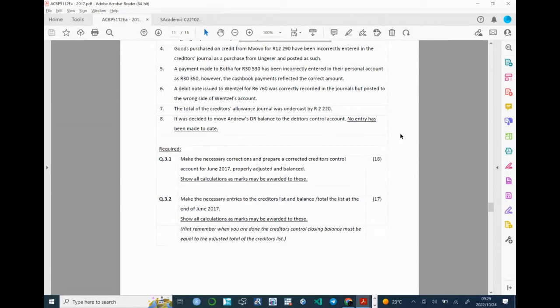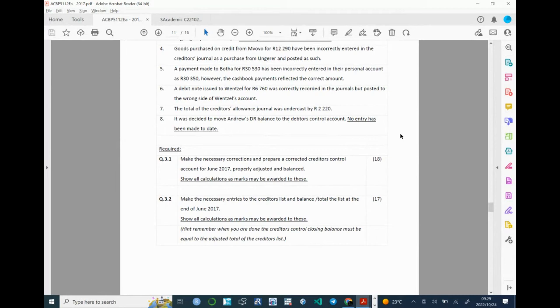Second bit, make the necessary entries to the creditors list and balance or total the list at the end of June 2017. All calculations, as marks may be awarded to these. By now, guys, you should know that you need to make sure you show me calculations. Because if I can see you have the logic, even if you messed up the figures, at least I can give you something.